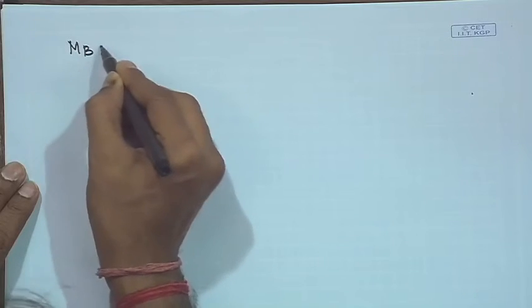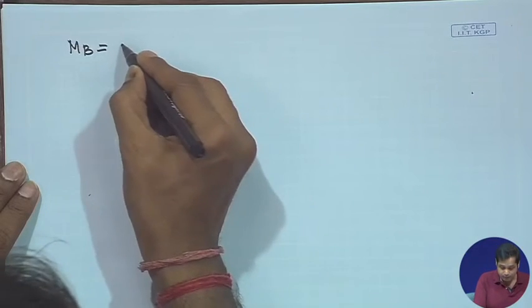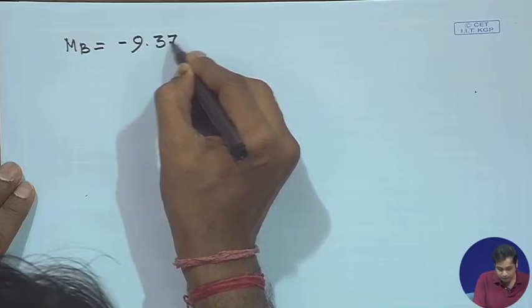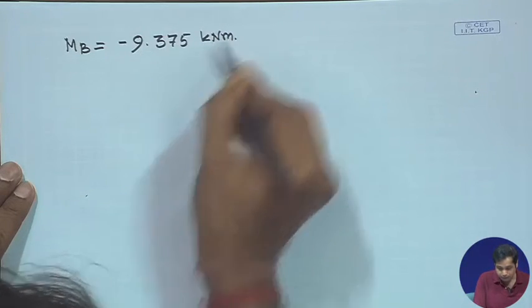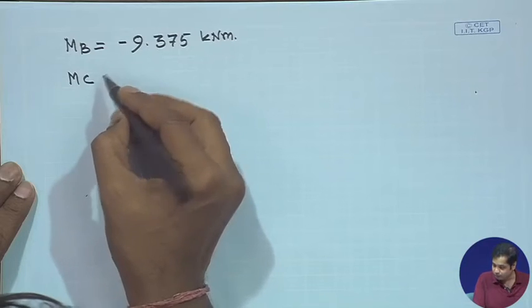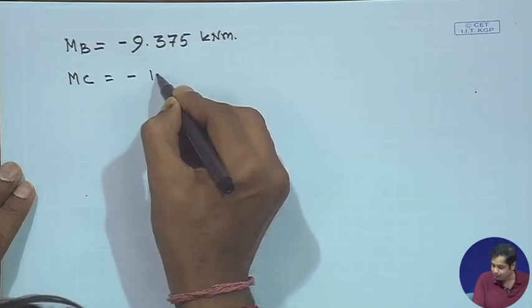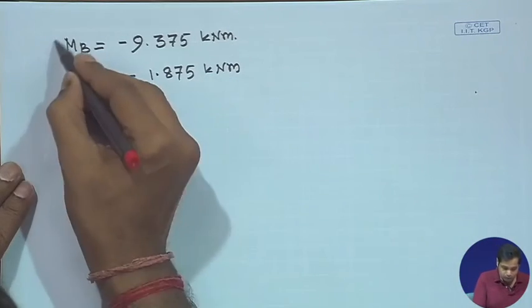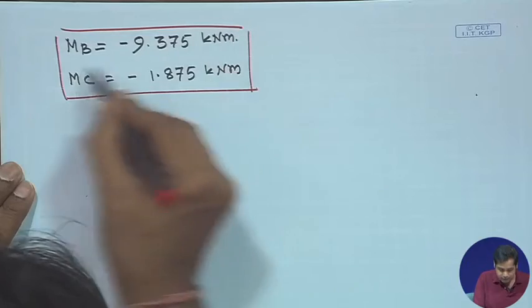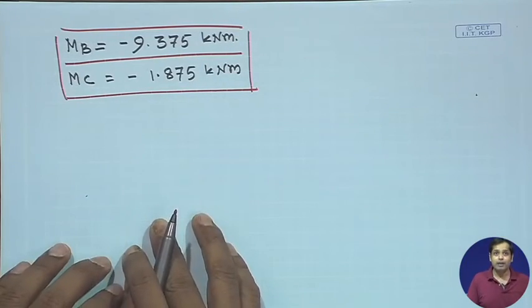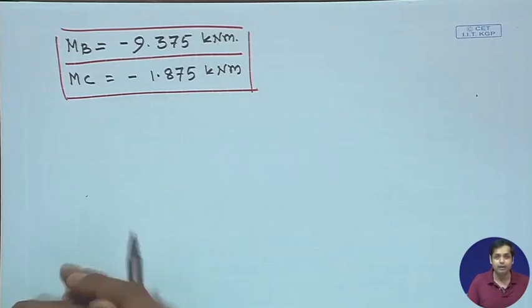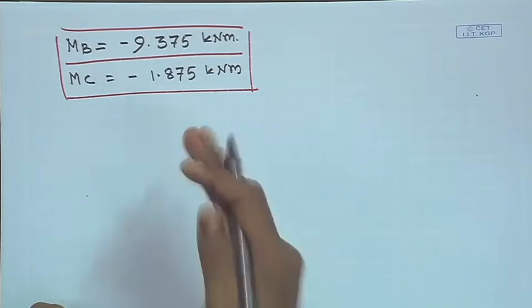MB is equal to, I am not solving it, I am just writing the final result, 3.75 kilonewton meter, and MC is equal to minus 1.875 kilonewton meter. So, the two redundant forces were MB and MC, and the values of these redundant forces are these, and we obtain these values by applying the 3 moment equation at B and C.